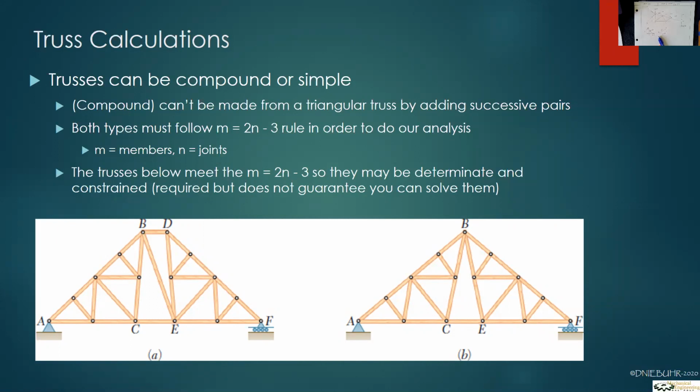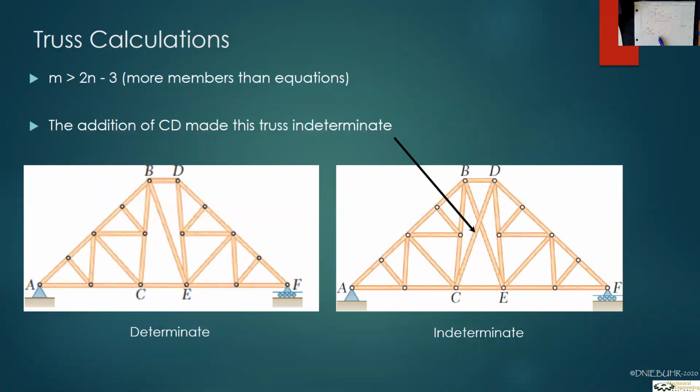So the two trusses that I'm showing, A and B here out of your book, are both trusses that could be calculated using the conventional methods. They both follow the m equals 2n minus 3 rule. Now, if we take one truss and for whatever reason we decide we don't like the way it looks asymmetrical without one BE, or we want to add CD to it so it looks more uniform, the addition of that makes this truss indeterminate, because now the number of members is greater than 2n minus 3. What this really comes down to is we have more members than equations.